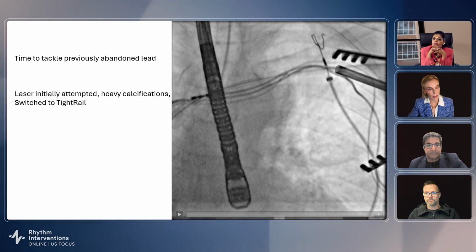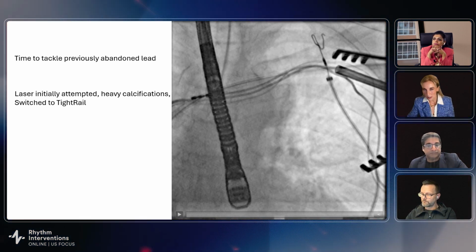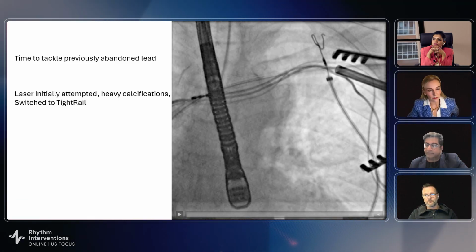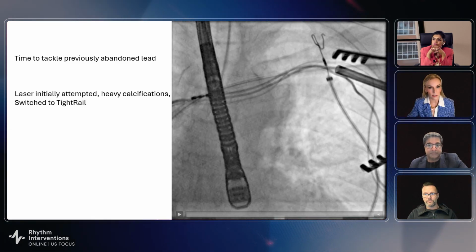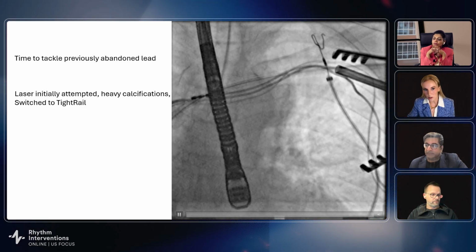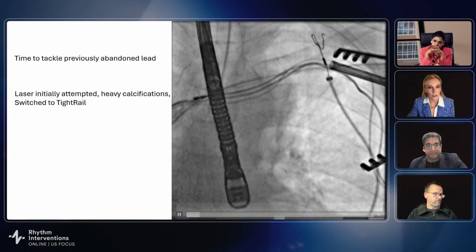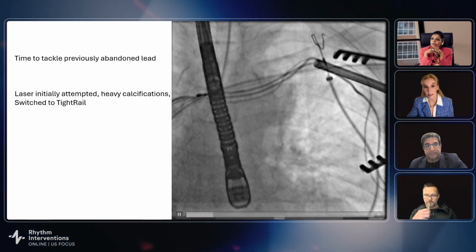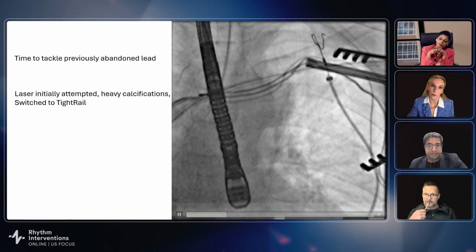Initially I tried the laser again, but it was really heavily calcified on that lead. That one was, I think, an implant from 2006 or 2009 or so, a much older lead from the original system, heavily calcified. I switched to the TightRail to get that out. And again, it made for a difficult prep of the lead because it had been cut, unlike what Oliver pointed out would probably be the appropriate thing to do.